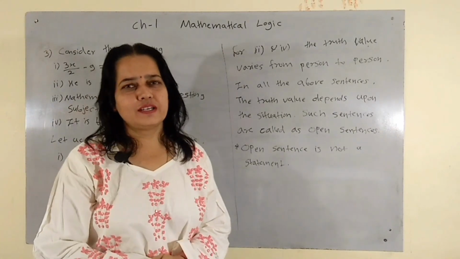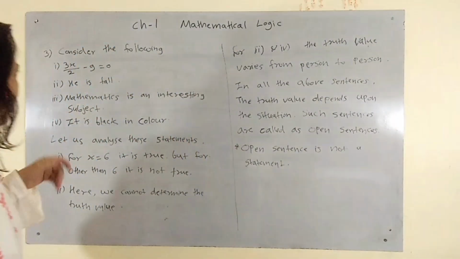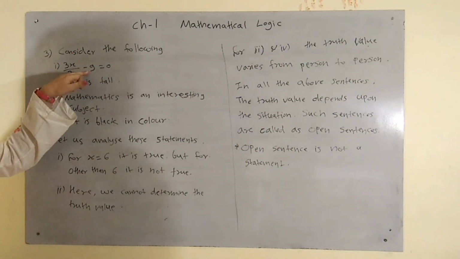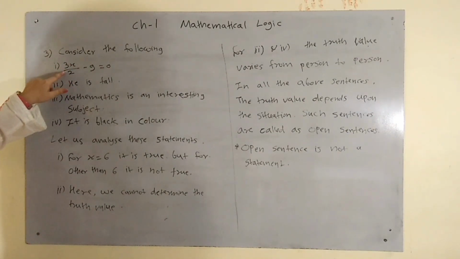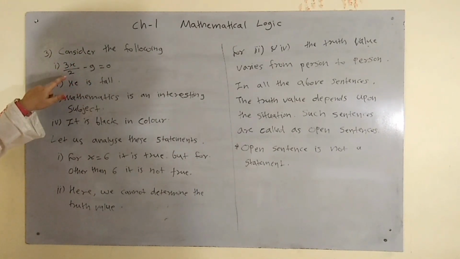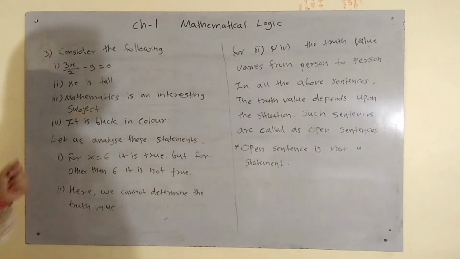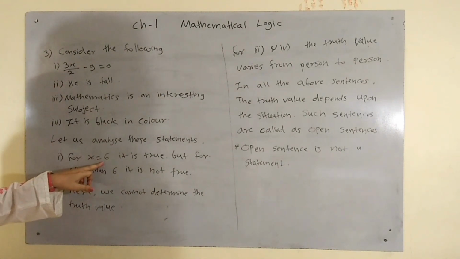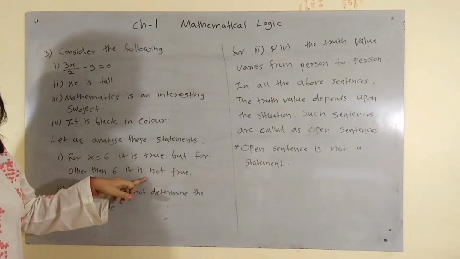Okay, let's take a look at the next example, whether these sentences are statements or not, and why. Consider the following: 3x divided by 2 minus 9 is equal to 0. Here, if we put x is equal to 6, then this equation is correct, because 6 into 3 is 18, 18 divided by 2 is 9, and 9 minus 9 is equal to 0. But for other values of x, it is false. Therefore, for x is equal to 6 it is true, but for values other than 6 it is not true.